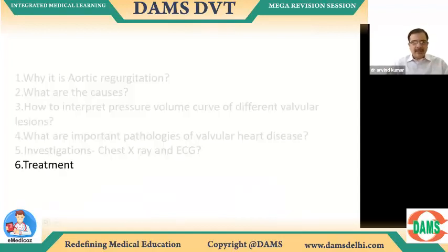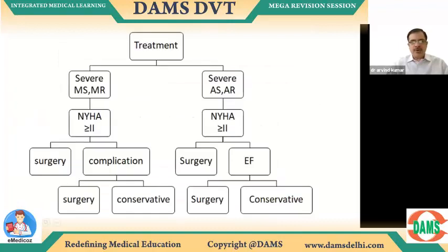Now, coming to the protocol of different valvular heart diseases, you will get the protocol for the severe valvular heart disease and then for the left-sided lesions, because left-sided lesions cause hemodynamic instability or they cause more symptoms as compared with the right-sided lesions. So this is a flowchart approach to the treatment.